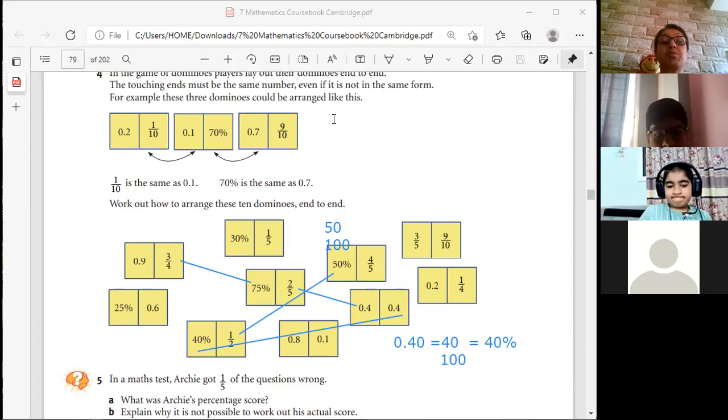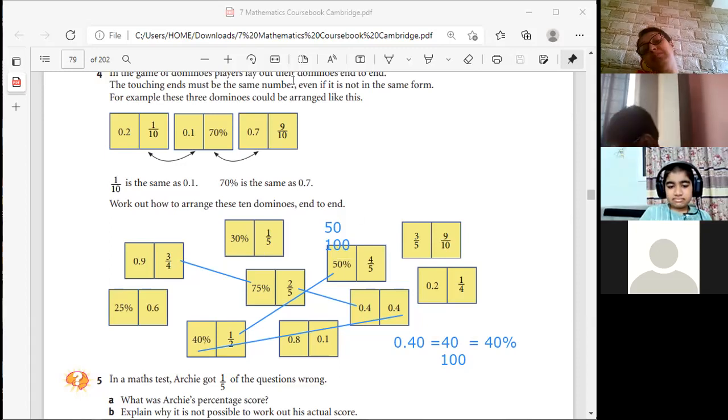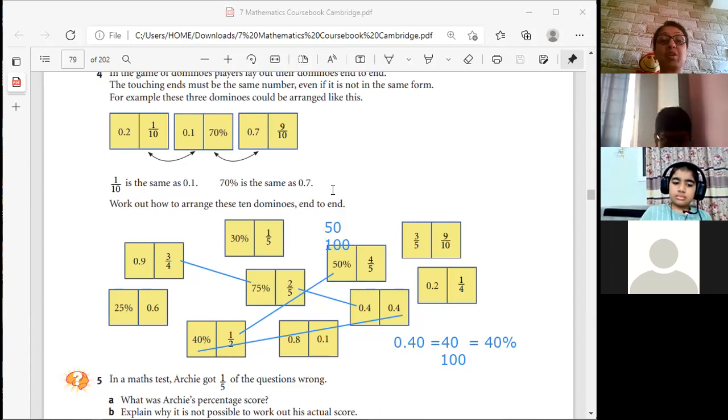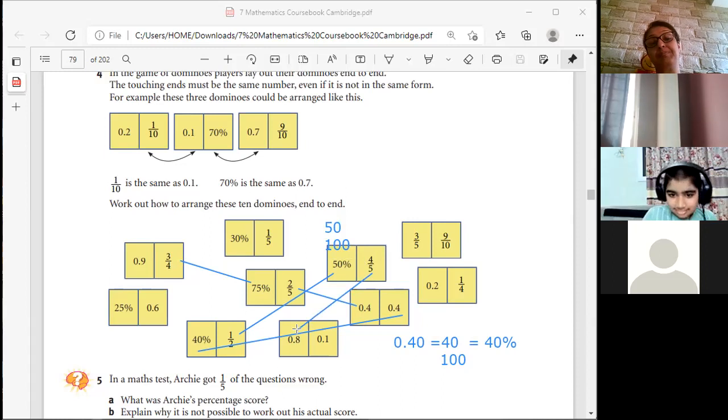I can relate it to 0.2. No. 80 upon 100. I can relate it to 0.8. Ma'am, 0.8, you can. Because it's going to be 80 upon 100. Correct.